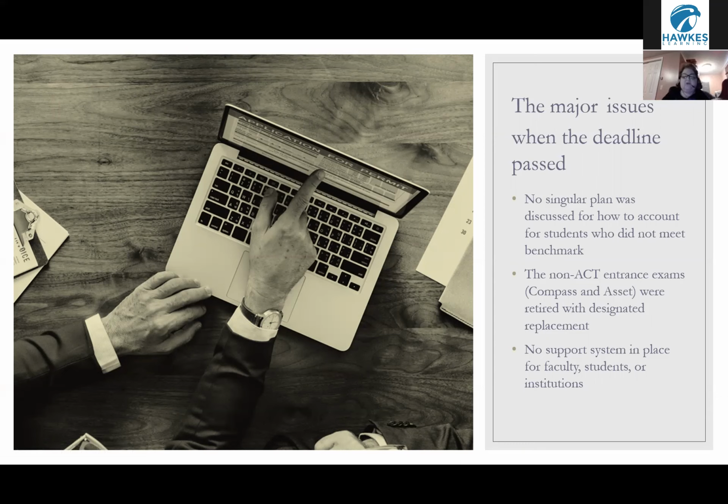First of all, there was no singular plan in place across the state of Kentucky to discuss how we were going to account for those students who did not meet that benchmark based on the ACT exam. The non-ACT exams that were being used, the Compass and the Asset, were completely phased out and retired because they were run by ACT. And then there was no designated replacement exam already in place. And then there was no support system in place for faculty, students, or institutions as a whole that said, this is the one thing you have to try.